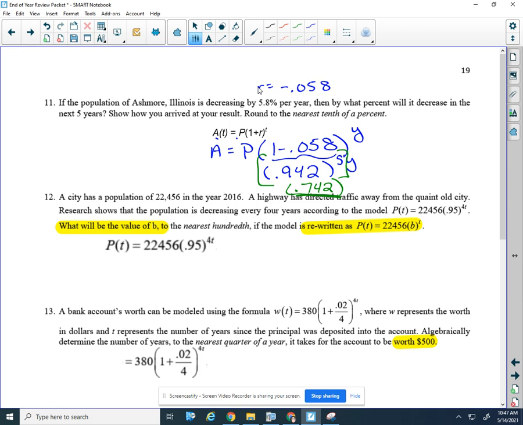But remember, to find a rate, it's base minus 1. That's how you do a rate. So 0.742 minus 1, and you get negative 0.258. The negative means it's decreasing, which we already knew. So this is a 25.8% decrease.